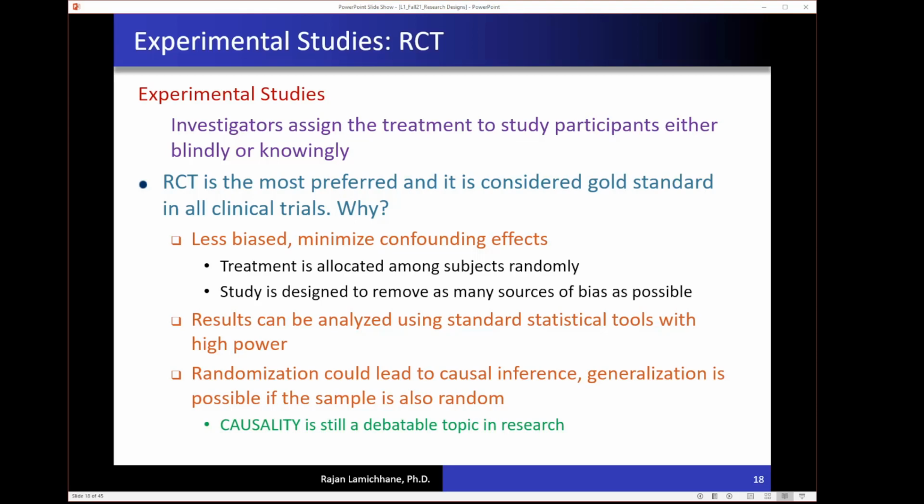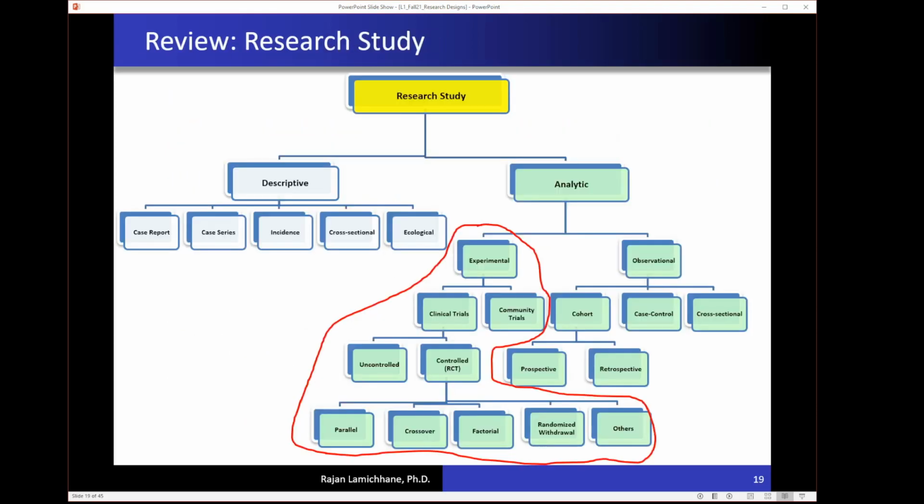One of the famous experimental studies is the randomized controlled trial or randomized controlled design, because it is less biased and it minimizes most of the confounding effects. And we consider randomized clinical trials the gold standard. Experimental studies can be clinical trials or community trials. And when I say clinical trials, they could be uncontrolled clinical trials or controlled clinical trials. There are different types of controlled randomized clinical trials: parallel trials, crossover, factorial, randomized withdrawal trial, and many others. Now let's discuss all of these in the next few slides.